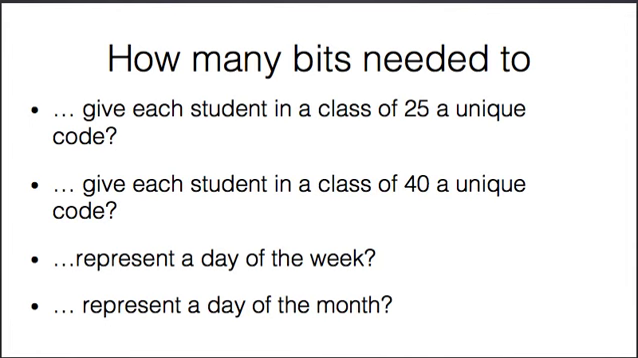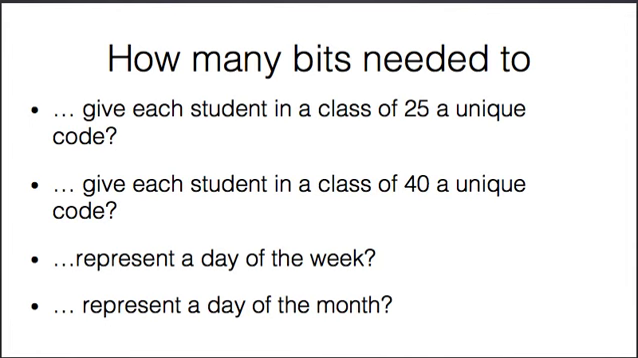So how many bits would we need to give each student in a class of 25 a unique code? We saw that 4 bits was enough for 16. 5 bits would be enough for 32. Because 2 to the power of 5 is 32. So we could have 32 different 5-bit sequences. So that's enough for 25.